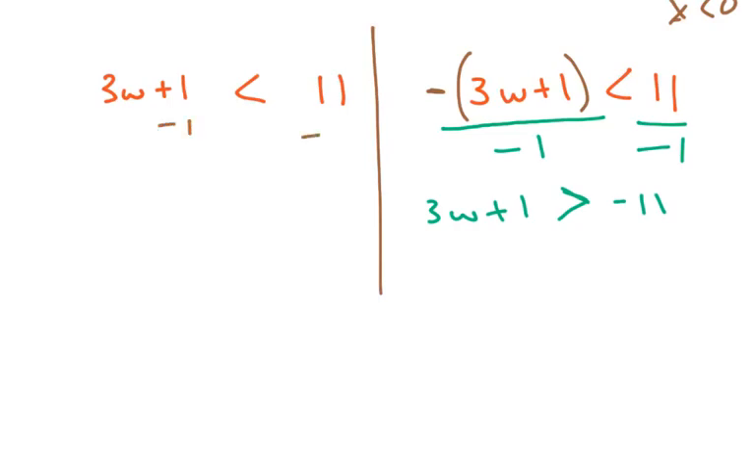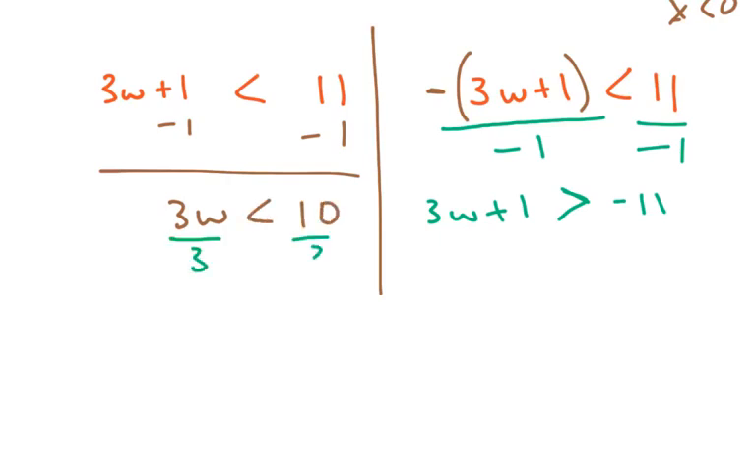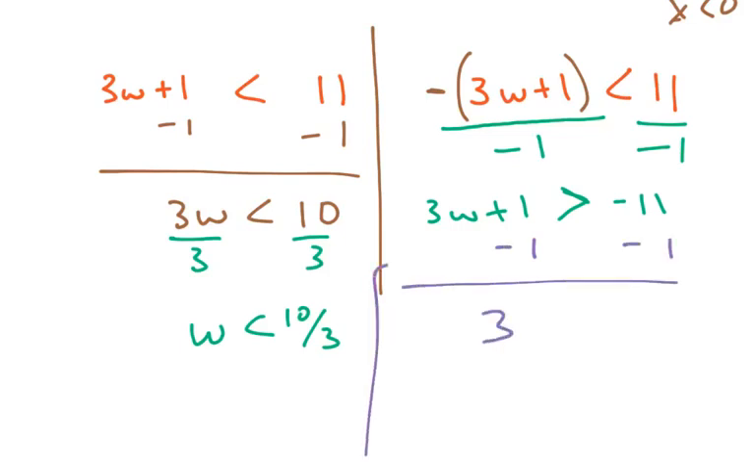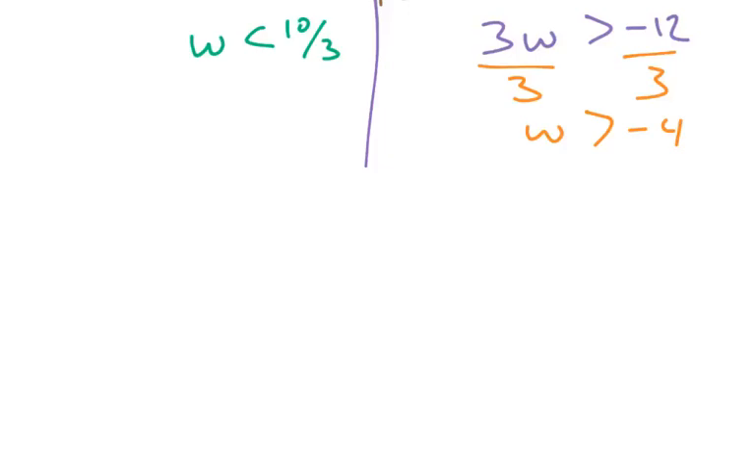So I would subtract 1: 3w is less than 10, and then we would divide through by 3, and w is less than 10 over 3. On the other side, we would subtract 1: 3w is greater than -12. And then when I divide through by 3, w is greater than -4. So we get an answer that says w is less than 10/3 and w is greater than -4.